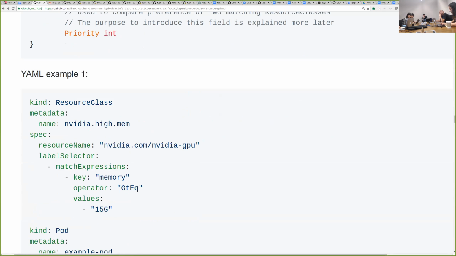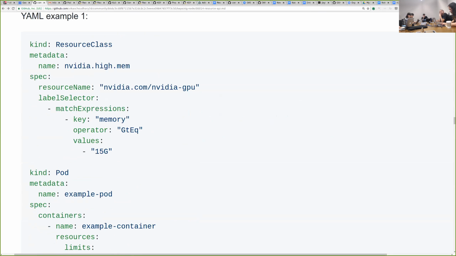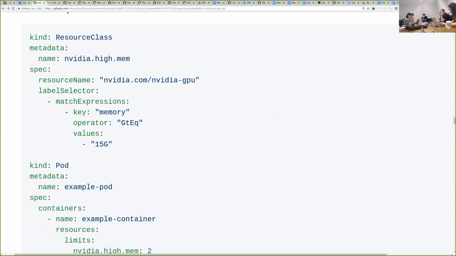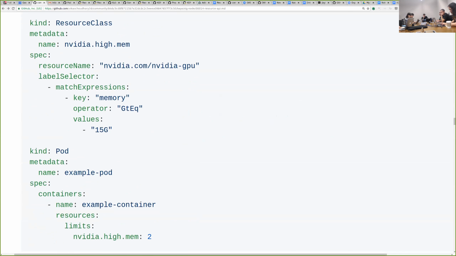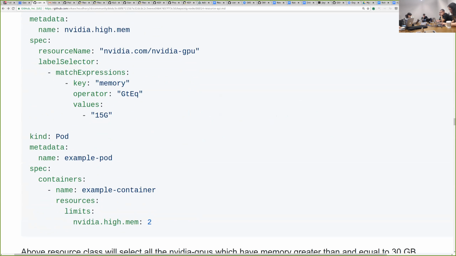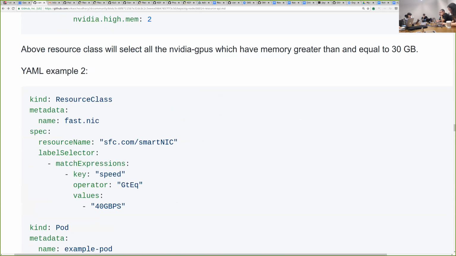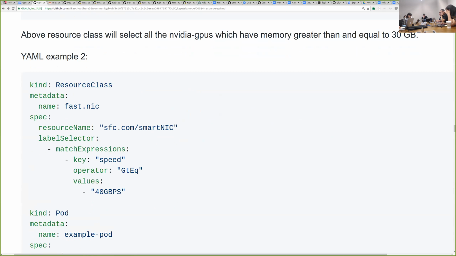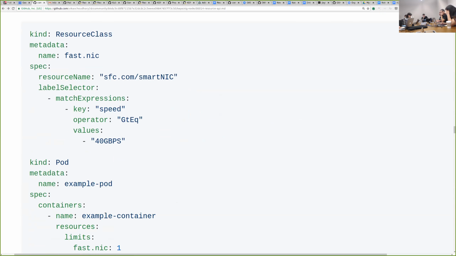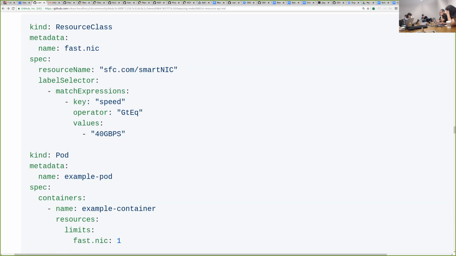And we have provided some examples for the resource class, and also in the pod, it basically just specifies the resource class name. And we also provided an example for high performance NIC.